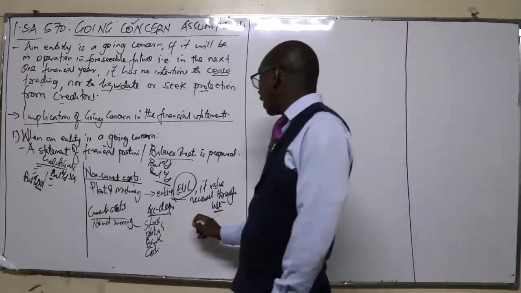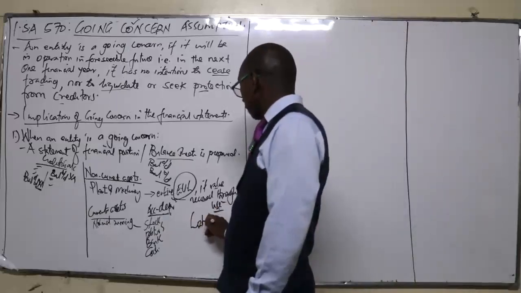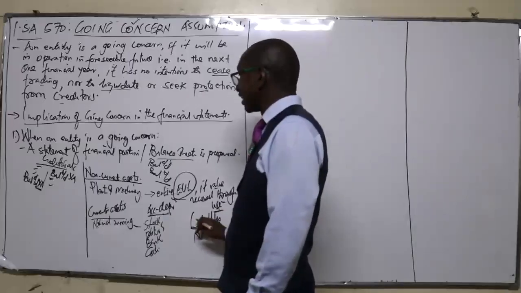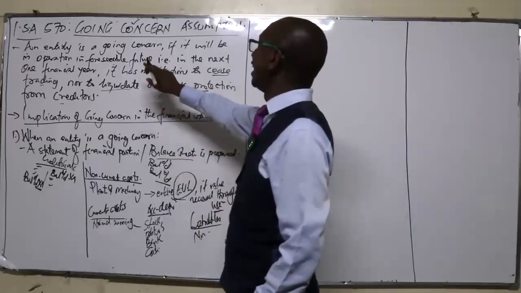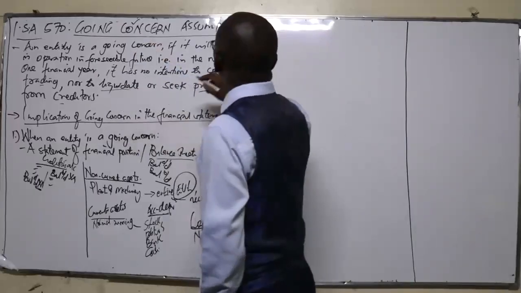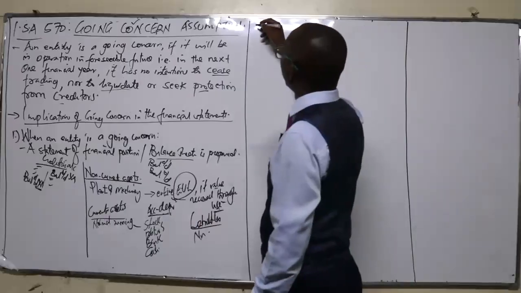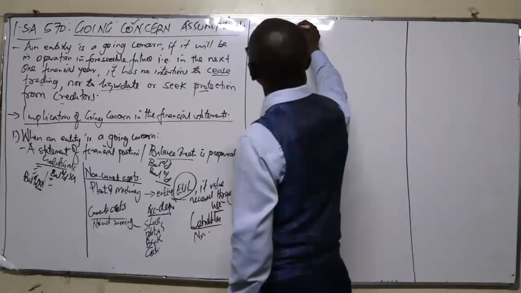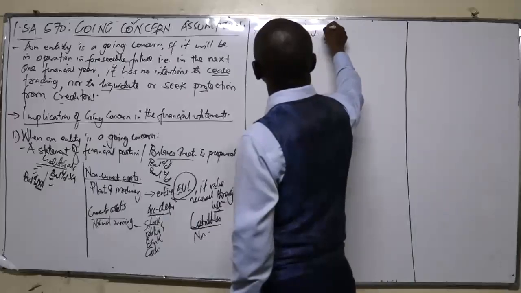And so are the liabilities. The liabilities will be made good in the normal running of the business. This is when an entity is a going concern. Otherwise, when a going concern ceases to be, then we talk of abandonment of going concern.